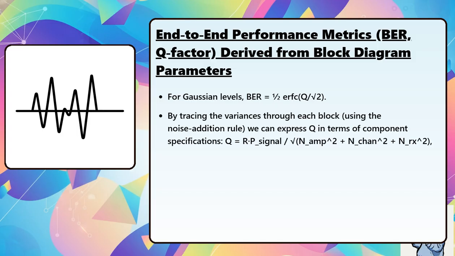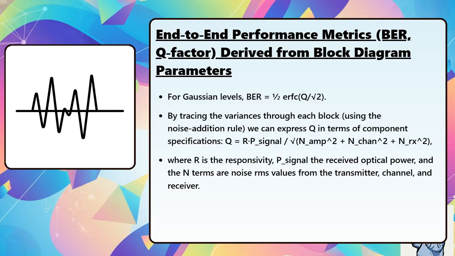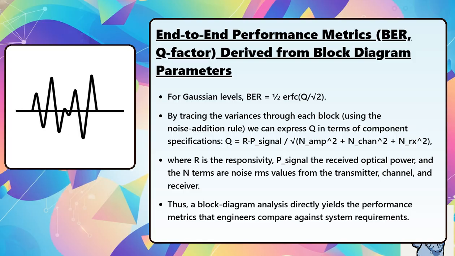By tracing the variances through each block using the noise addition rule, we can express Q in terms of component specifications. Q equals R times P signal divided by the square root of N amp squared plus N channel squared plus N Rx squared, where R is the responsivity, P signal the received optical power, and the N terms are noise RMS values from the transmitter, channel, and receiver. Thus, a block diagram analysis directly yields the performance metrics that engineers compare against system requirements.